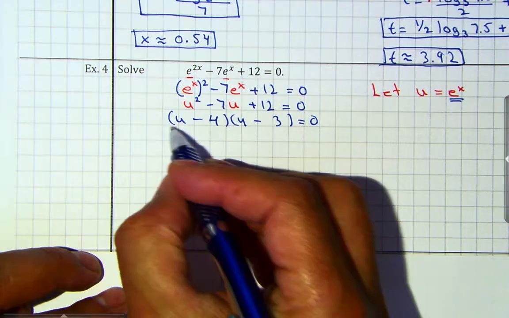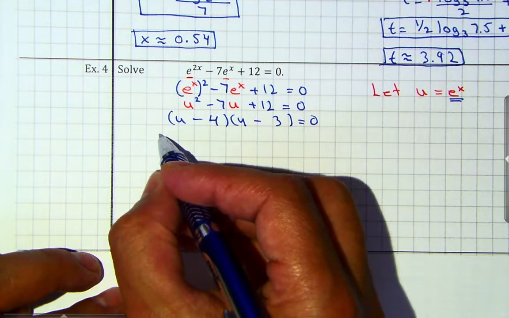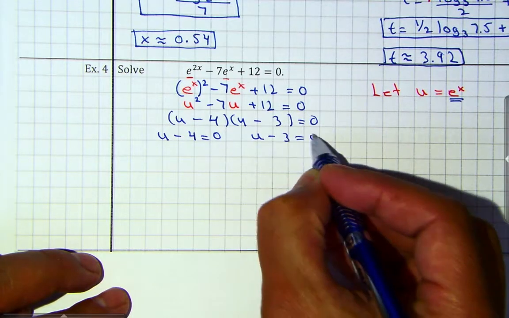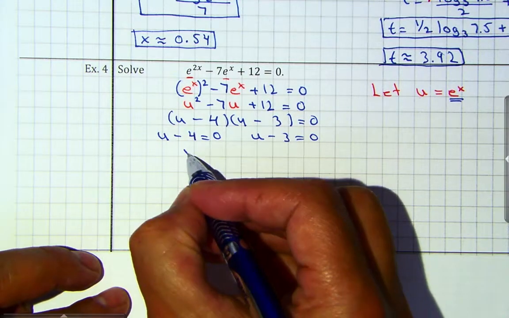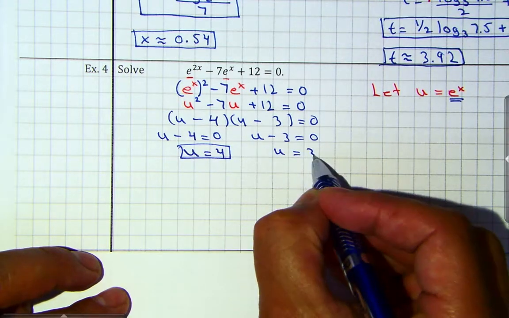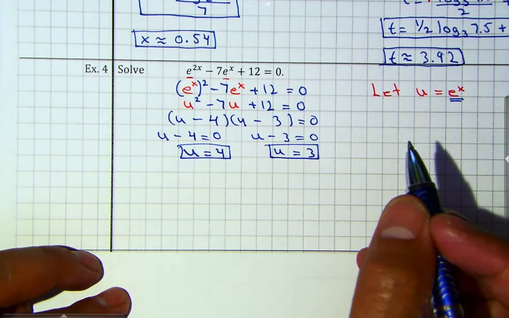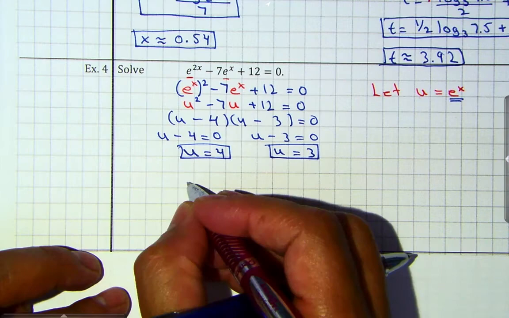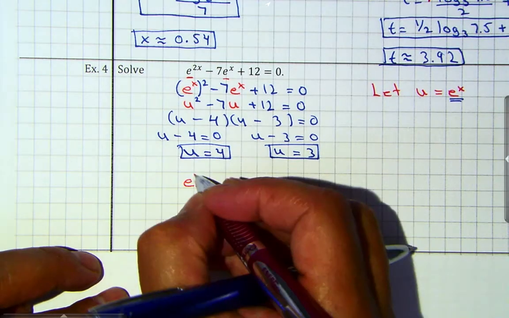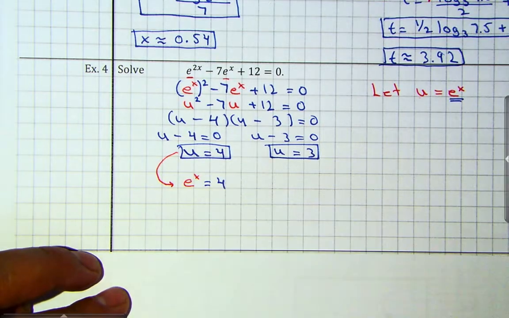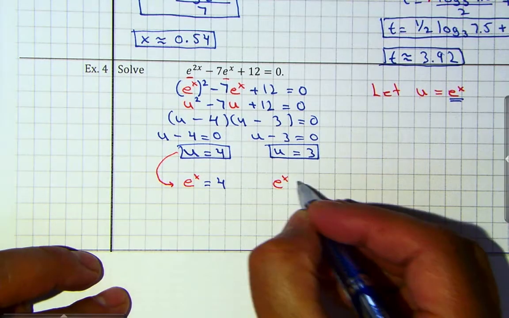And now because they're multiplying and they equal to 0, the zero property tells me that u minus 4 equals 0 or u minus 3 equals 0. Move the 4 to the right, becomes a positive. Move the 3 to the right, becomes a positive. Those are not the values for x. Those are the values for u. But now we're going to replace. We're going to let e to the x power equal 4. And we're going to do the same thing with this equation. e to the x power, we're going to replace it with 3.